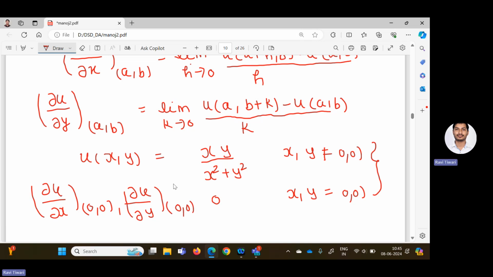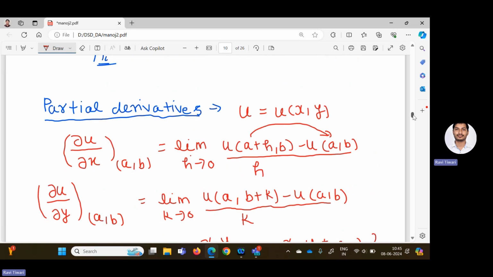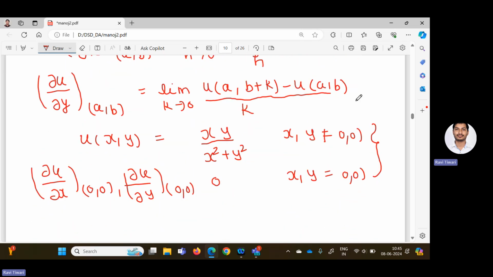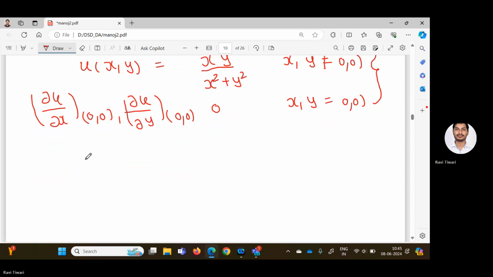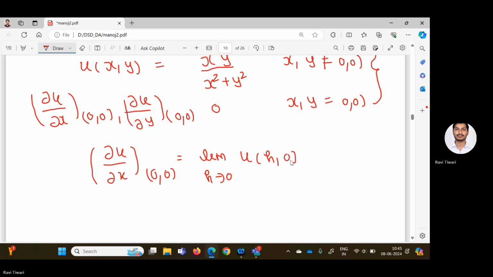So how to calculate? Here a and b are given as 0, 0. What is (a, b) in the formula? (a, b) is the point at which we want to calculate the partial derivative. So here a and b are 0, 0. So simply we can write ∂u/∂x at (0, 0). Now we can use the formula: limit h tending to 0 of u(a+h, b). Since a is 0, you will get u(h, 0) minus u(0, 0). Here the value of the function at (0, 0) is defined as 0. So u(0, 0) is 0, divided by h.